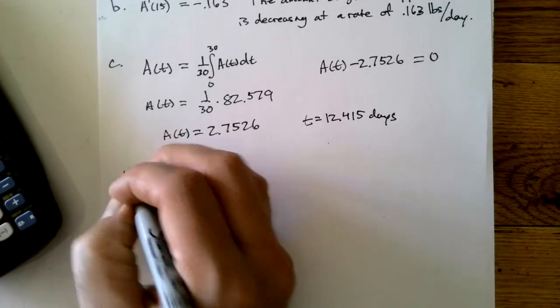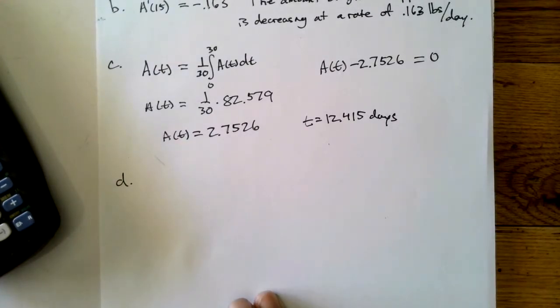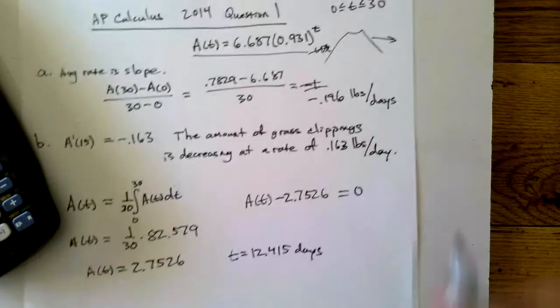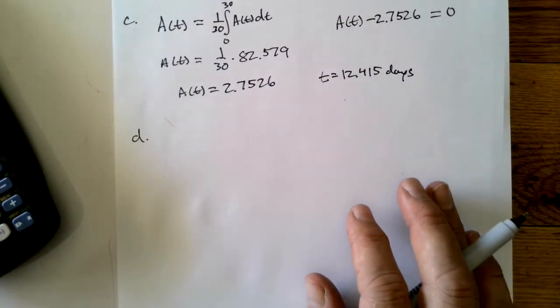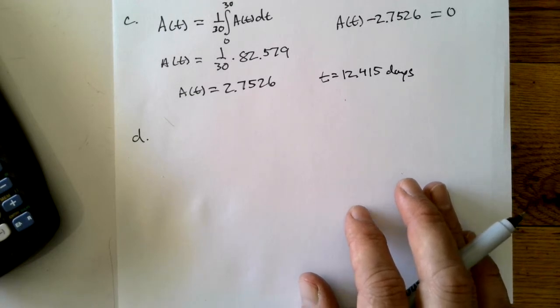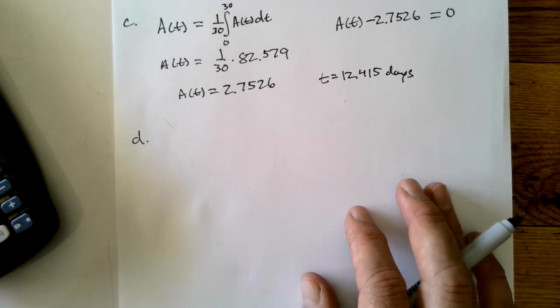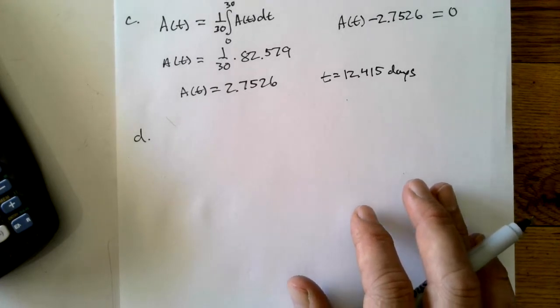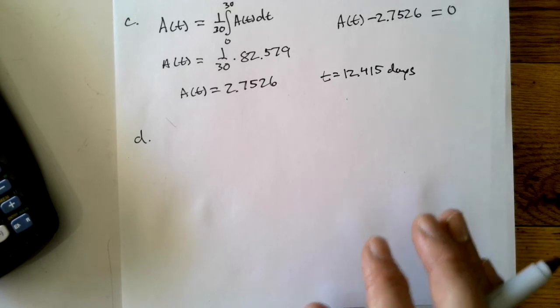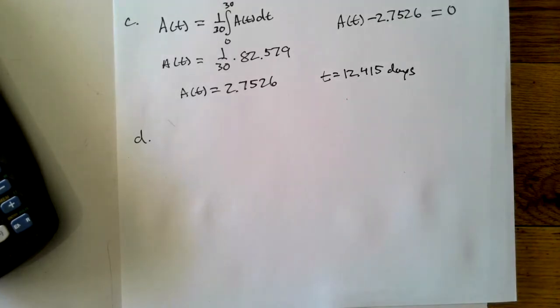We have the last part, problem D. And it says, what happens after the 30 days? So day 40, 50, and so on and so forth. It says the linear approximation is a better model for the amount of grass. Use L of t to predict the time at which there will be 0.5 pounds of grass clippings remaining in the bin. When is there going to be 0.5 pounds of grass clippings remaining in the bin?